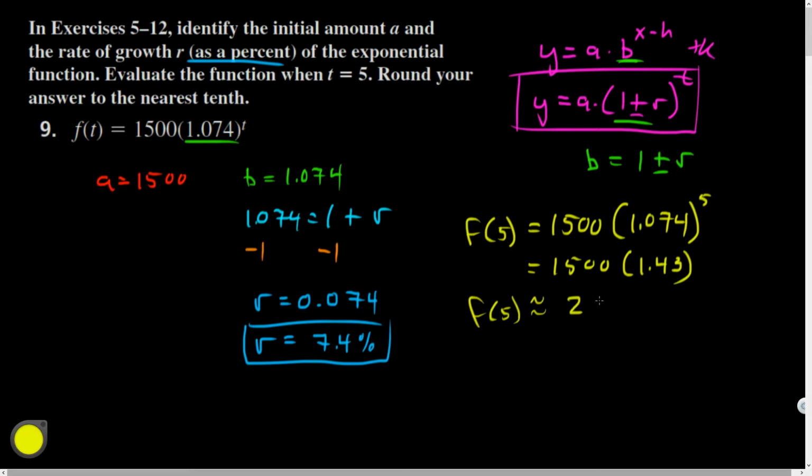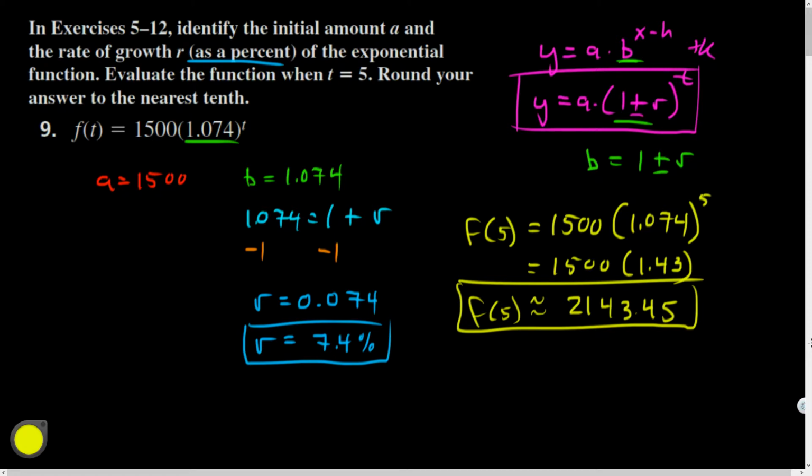So I get 2143.45. That means 5 time periods from now or whatever. Actually, they said to round to the nearest tenth, so 2143.5. So in 5 time periods, it went from 1500 to 2143.5. Yeah? All right, I'll hold for a moment.